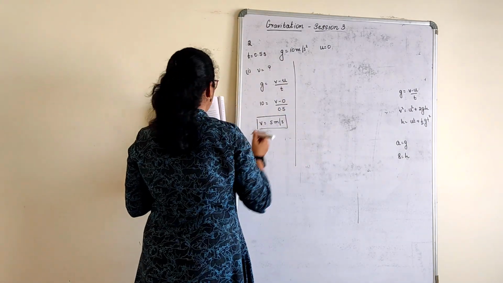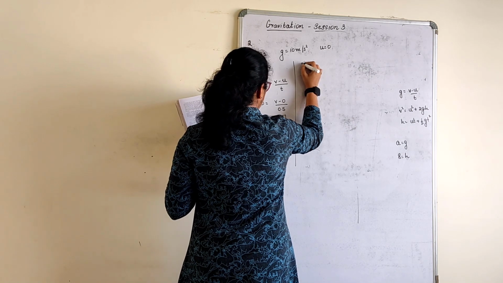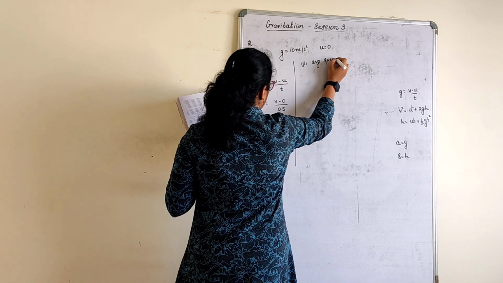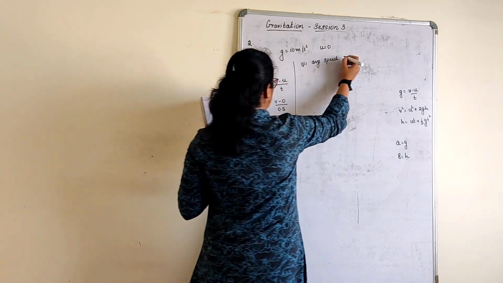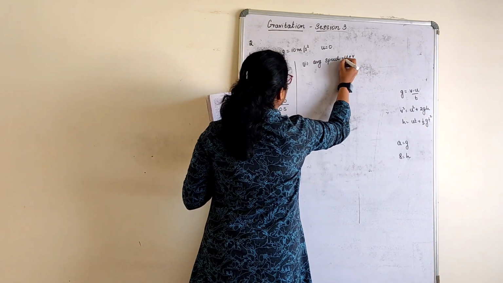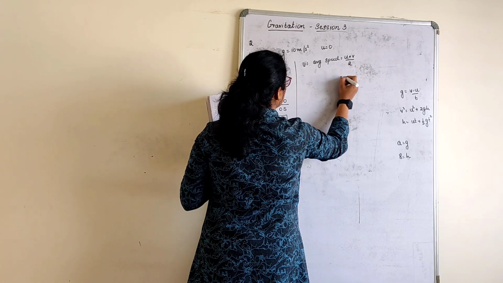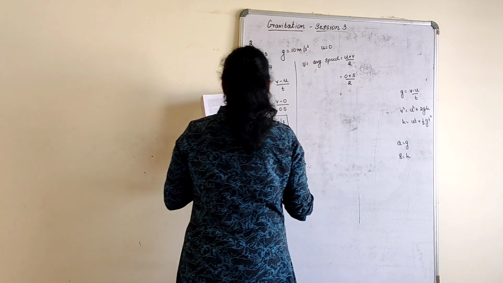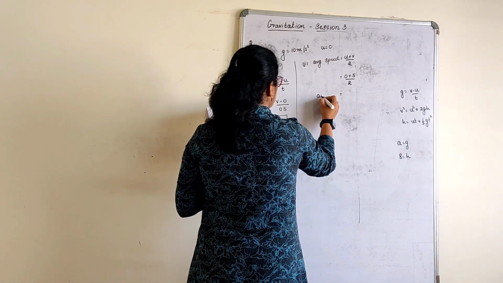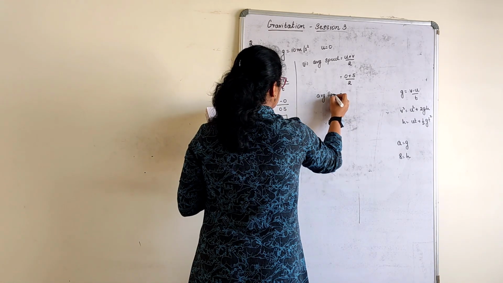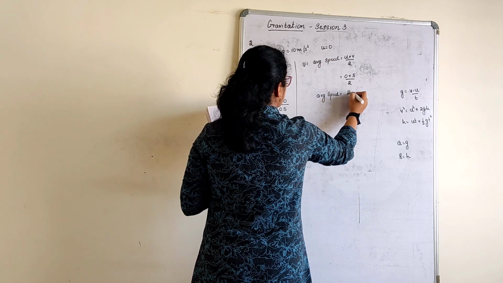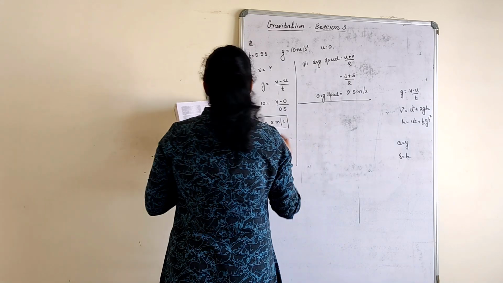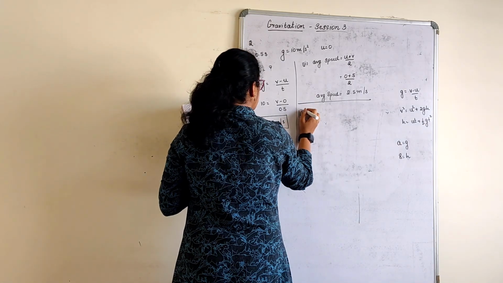What is the second part of the question? Average speed. Average speed is given by u plus v divided by 2. 0 plus 5 divided by 2. So average speed is 2.5 meters per second.